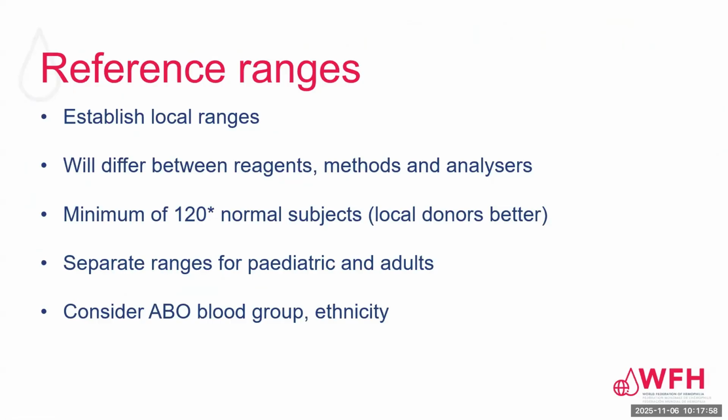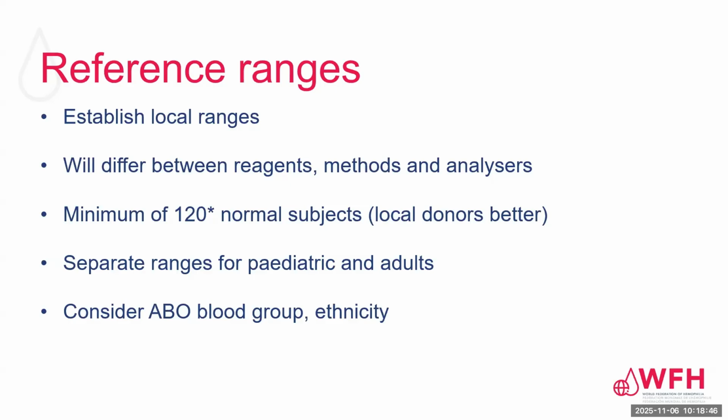So if we want to set up a new assay with a one-stage or a chromogenic assay, it's important to establish local reference ranges. And this is much better than relying on either literature ranges or relying on manufacturers' ranges, because it accounts for differences between the reagents used in the lab, which methodology you're using, and different analyzers. So it's recommended that a minimum of 120 normals are used to establish a reference range. But actually, studies have shown that you can get a good approximation of a reference range by using 20 normal donors. It's better to use local donors because that takes into account any ethnic or geographical variations.